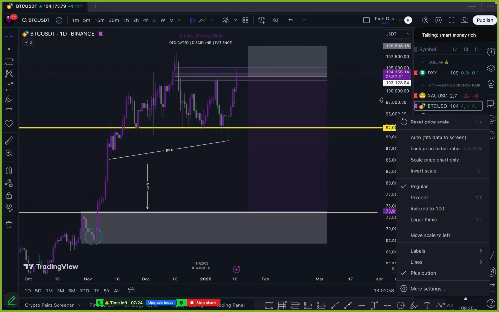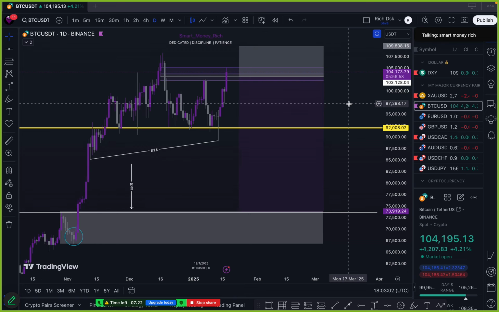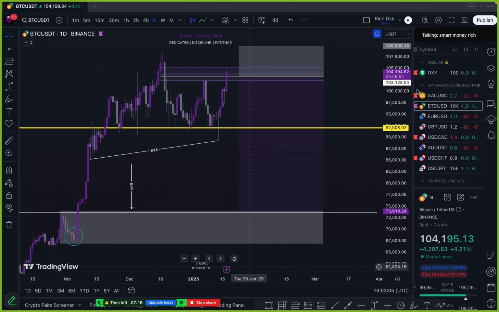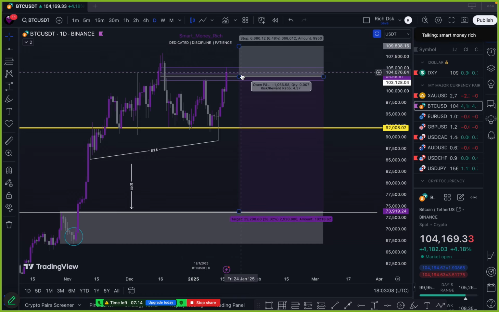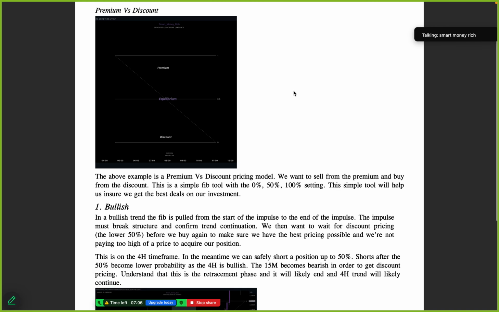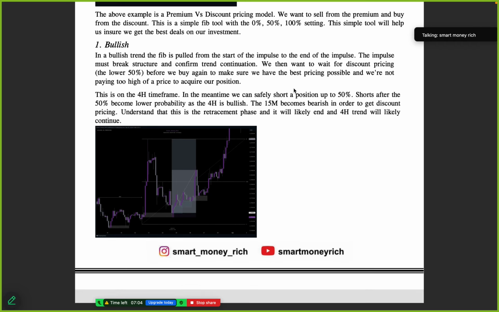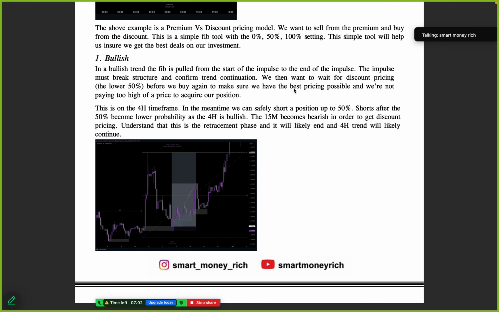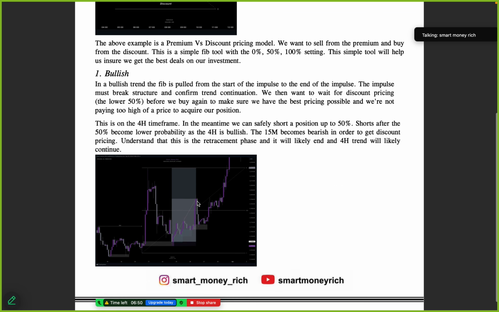You want to make sure that you're conscious of where you're buying or where you're selling. If you're selling, it has to be around the premium, and if you're buying, it has to be around the discount. Don't just buy because you see an order block. Don't just sell because you see another block. Buy because where you're buying is cheaper. Sell because where you're selling is expensive. You're getting it?